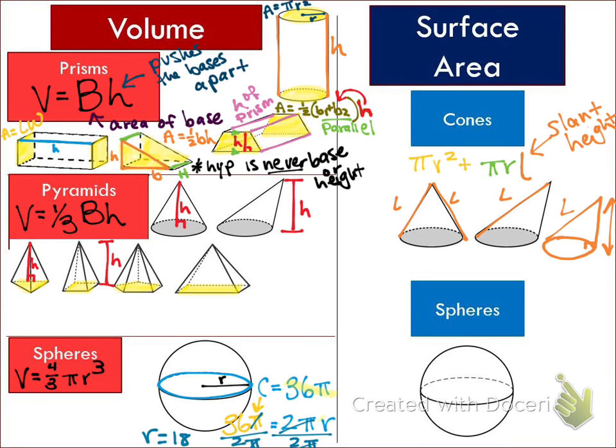All right, and then the volume of a sphere, we're doing surface area. Surface area of the sphere is 4 pi r squared. And that's it. 4 pi r squared.